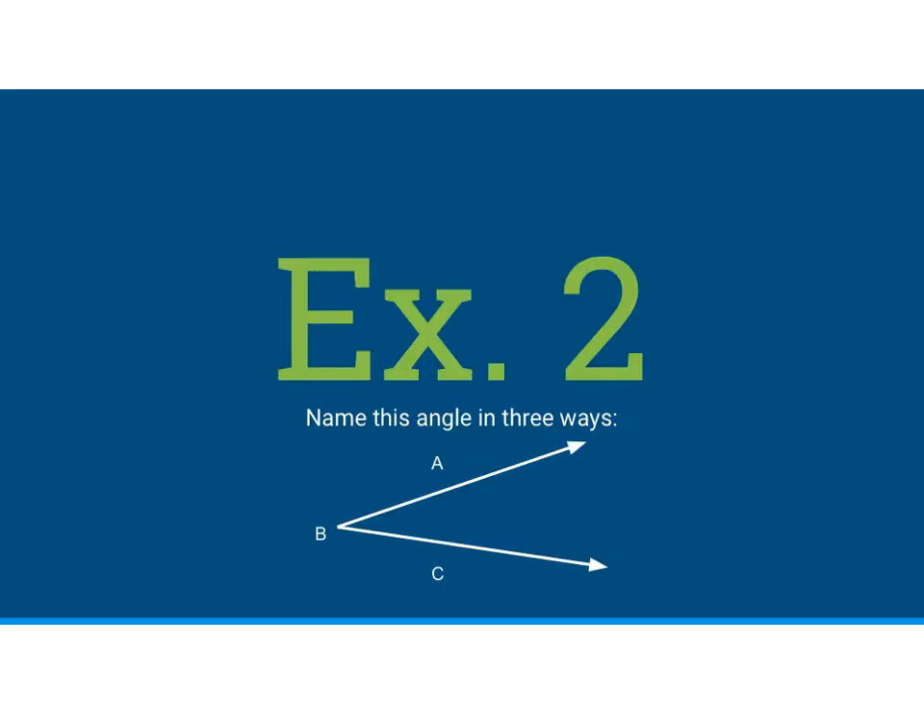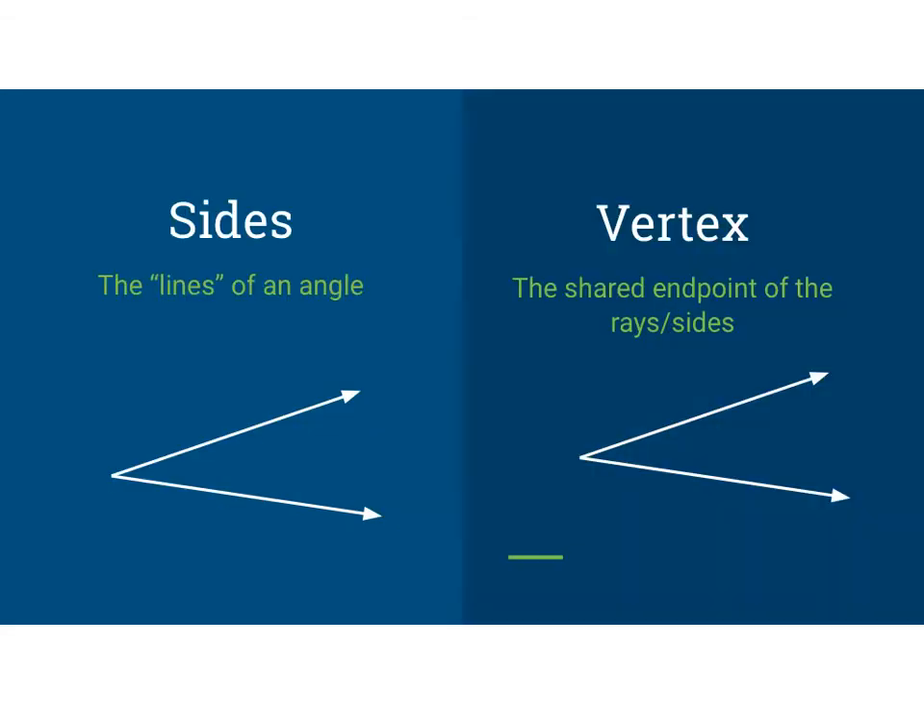So we're asked to name this in 3 ways. One way would be angle ABC. Another way is angle CBA, right? I could go either direction as long as B, my vertex, is in the middle. Or because there is only one angle pictured, there's no other angle B that I could possibly be referring to, I can use angle B. When I talk about the sides of an angle, I mean the lines, okay? The actual rays that are coming out of that vertex. The vertex, meanwhile, is that shared endpoint.